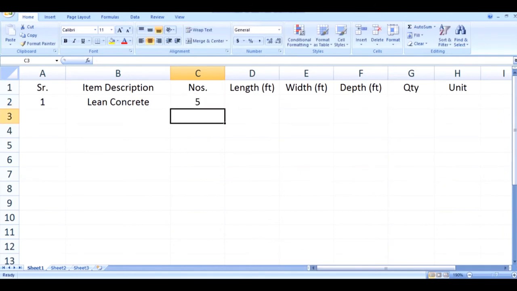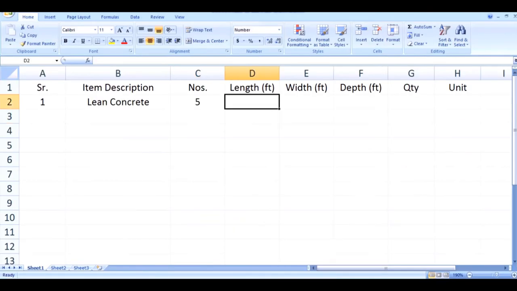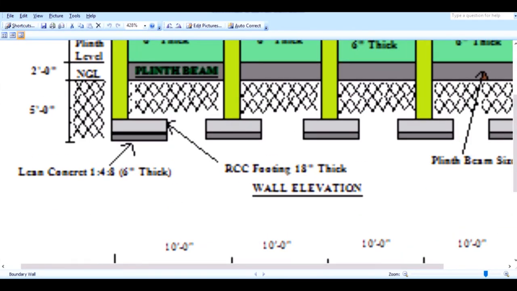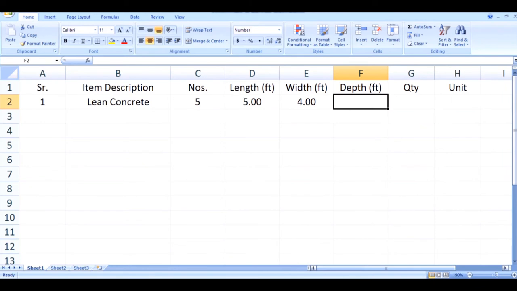Length and width will be taken from the foundation layout plan. Here length is 5 feet and the width is 4 feet. So write 5 feet and 4 feet respectively. The depth or the thickness will be taken from the section. Here in section it is written as 6 inches thick. Then it will be 6 divided by 12, basically inches to feet we divide the number by 12, and it will become 0.5 feet.